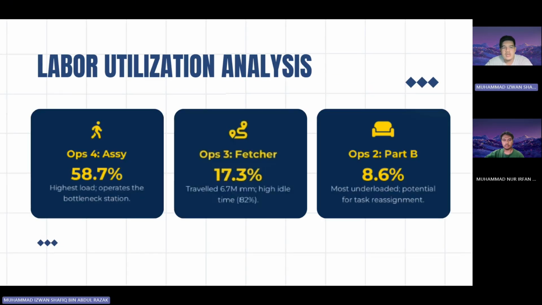For the labor utilization analysis, the assembly operator is at 58.7%, the highest load, operating the bottleneck station. Operator 3, the fetcher, is at 17.3% with 6.7 millimeter travel, and a high idle time of 88%. Operator 2, who handles part B, is at 8.6%, the most underloaded, with potential for task reassignment.